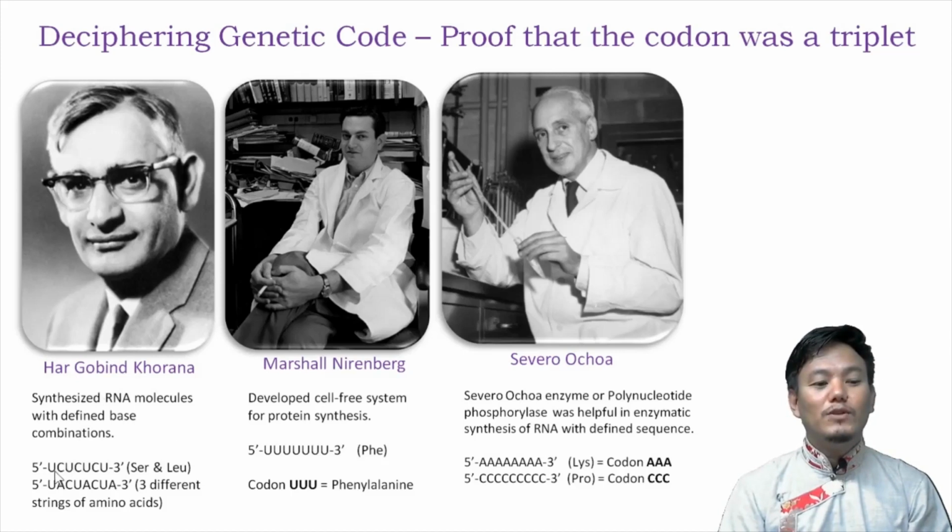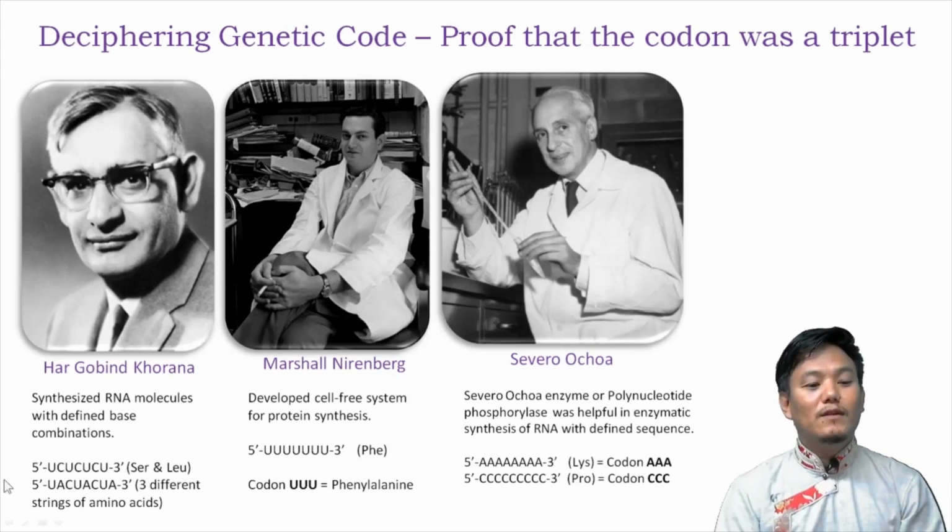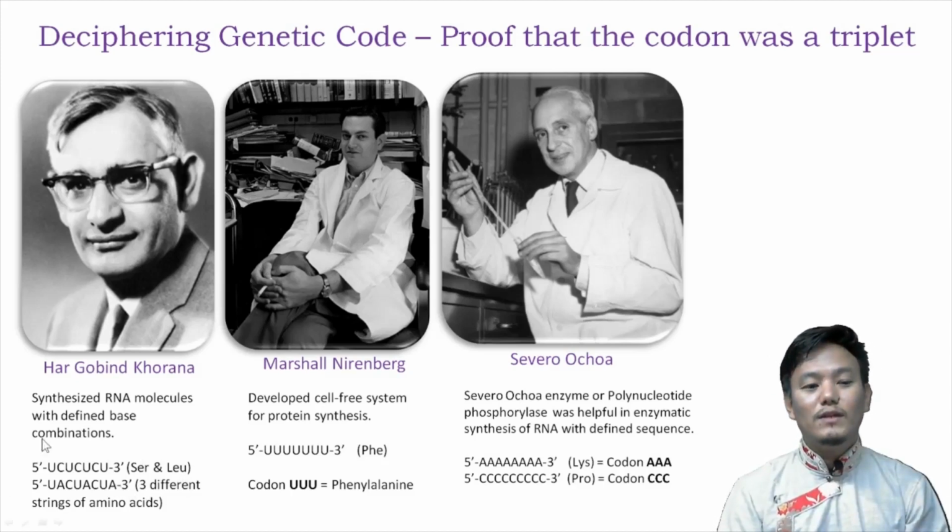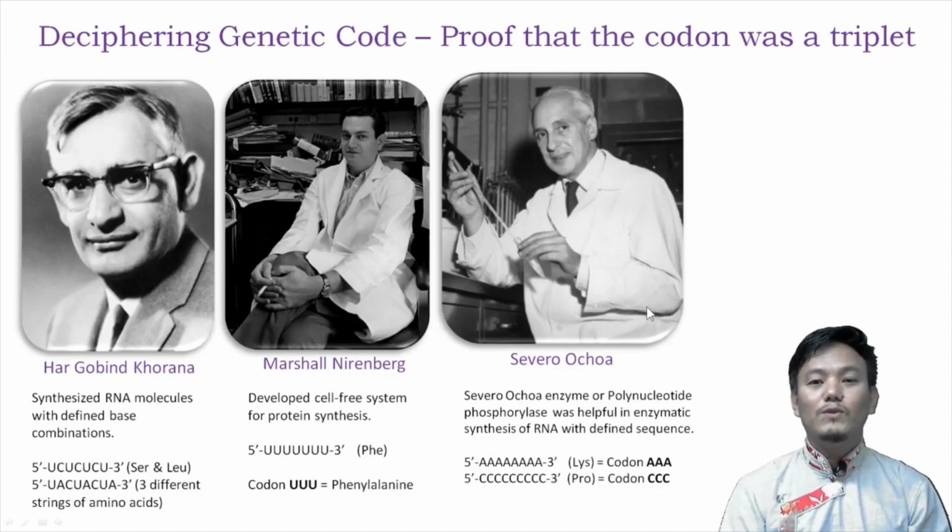So he produced RNA molecules with defined base combinations like U, C, U, C, U, C, U. So there is only U and C, right? U, C, U, C, U, C. So that is an RNA sequence over here. And he observed that this particular RNA produced alternating serine and leucine amino acid containing proteins, right? So that is how these scientists were able to decipher the genetic code.